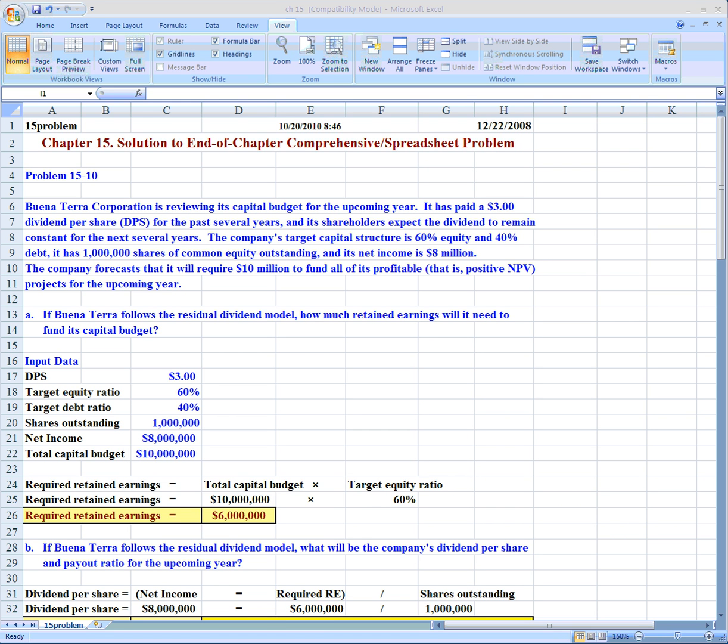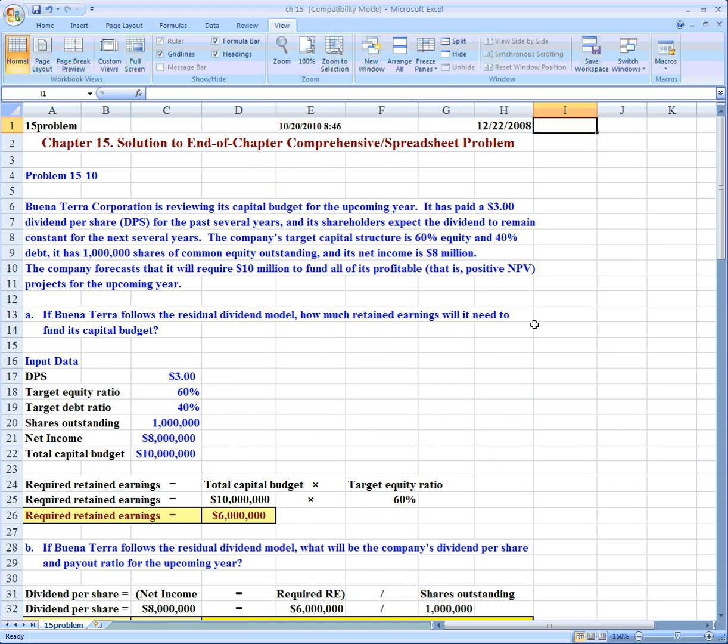Okay, class. Let's do chapter 15, chapter problem 15-10. Boonatera Corporation is reviewing its capital budget for the coming year. It paid a $3 dividend for the past several years, and its shareholders expect the dividend to remain constant for the next several years.